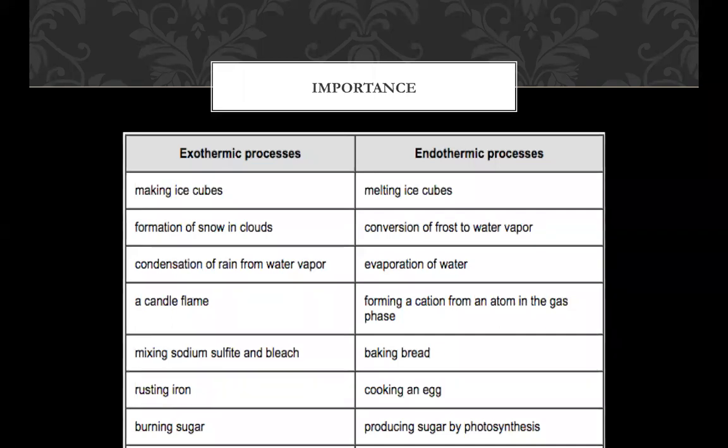Besides this, the conversion of frost to water vapor, then evaporation of water, formation of a cation. Cation is basically a sort of an ion, baking bread, cooking an egg, and producing sugar by photosynthesis.